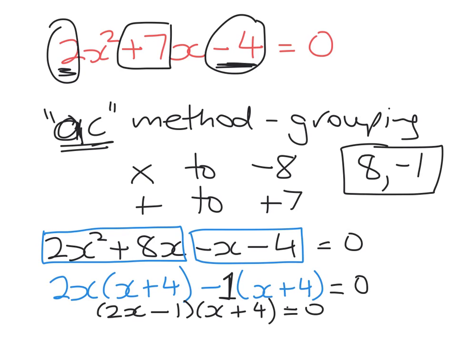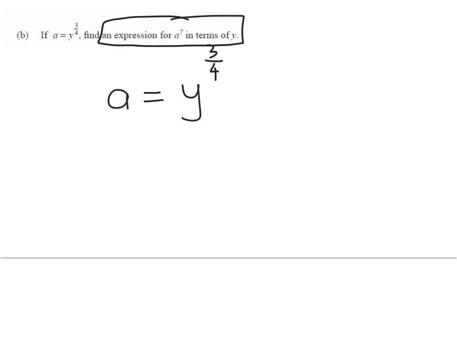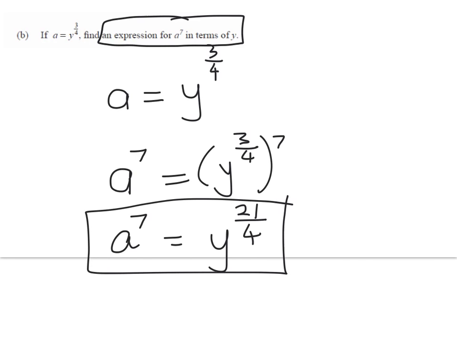Okay, now I'm going to do part B of the exam paper. So here's part B. This is an achieved question. A is equal to y to the power of 3/4. We're looking for an expression for a to the power of 7. So all we have to do here is the same thing to each side of the equation. Put a to the power of 7 and put y to the 3/4 to the power of 7. So a to the power of 7 is equal to y to the power of 21 over 4. That's all there is to it.